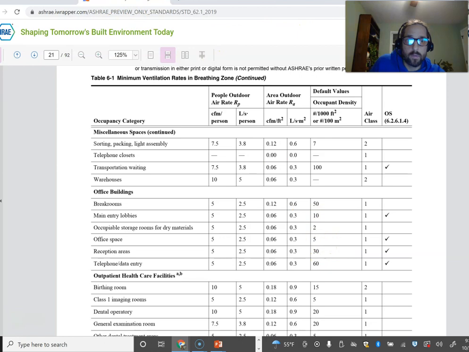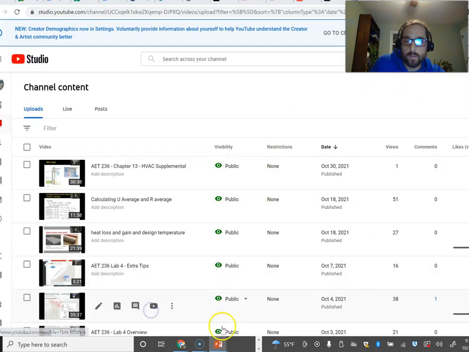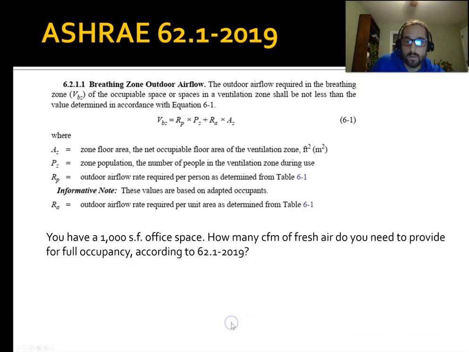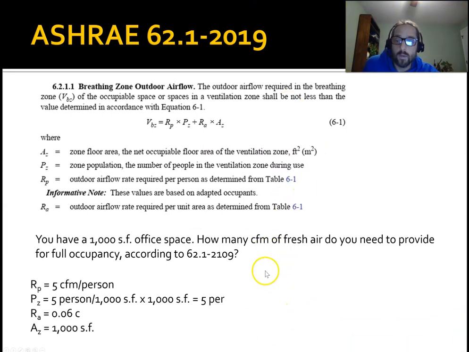Okay, so let's go back to our presentation here. Okay, so now we have all our variables, and we just plug and play. So 5 CFM per person, we know it's 5 people per 1,000 square feet. We have 1,000 square feet, so the total occupancy there is going to be 5 people.